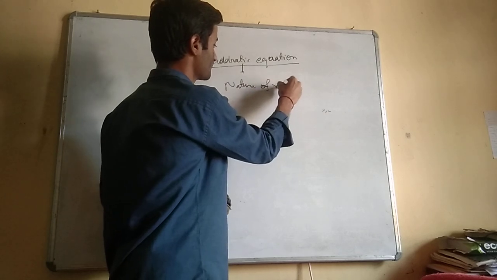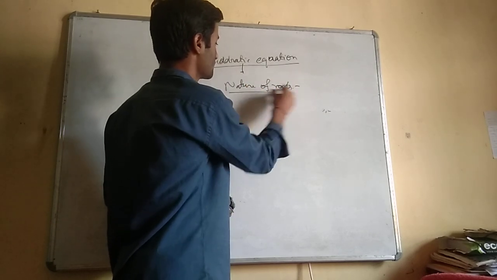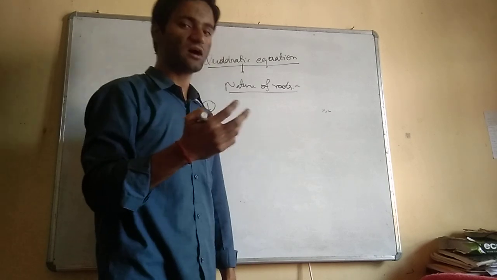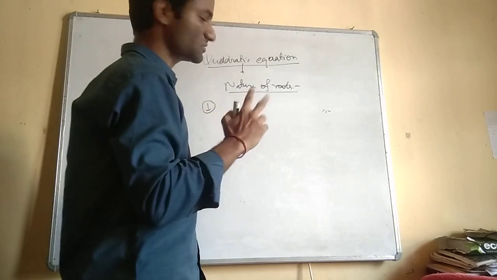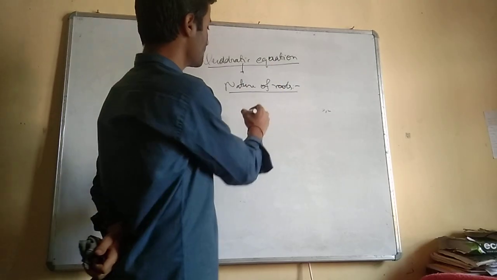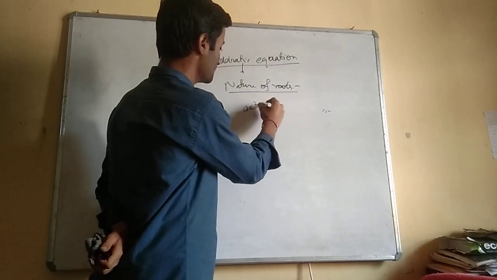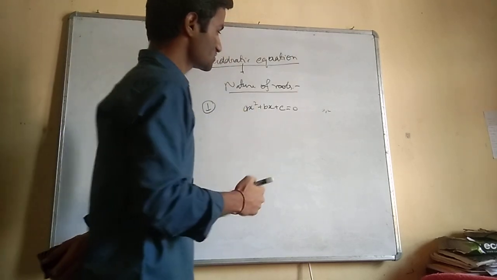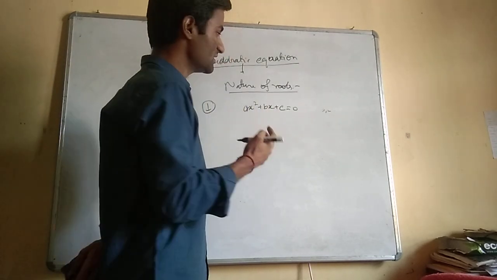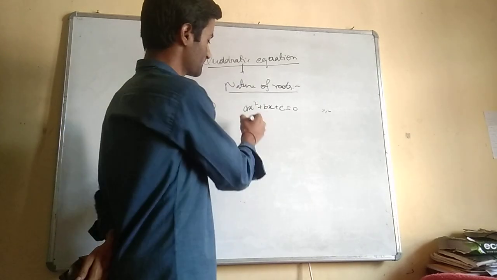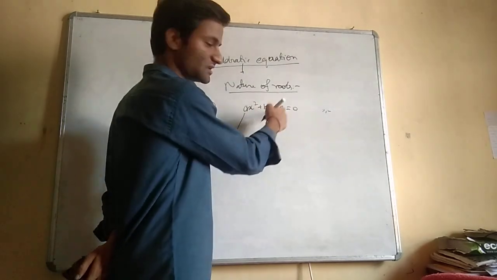Nature of roots. As you know that roots may be real or may be imaginary. So there are two types of roots. So we will discuss all those things one by one. But first of all, let's consider that a quadratic equation is given to us. So how many ways can we find out the roots of this quadratic equation? There are three ways.